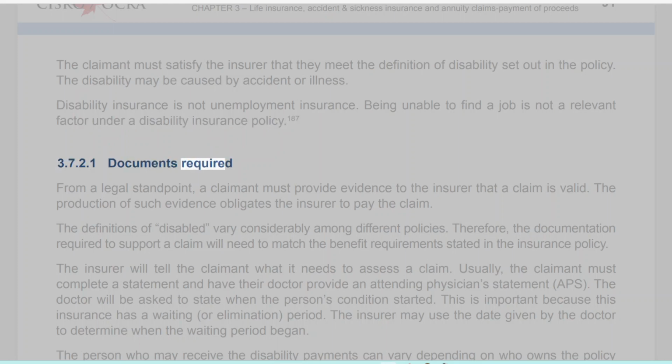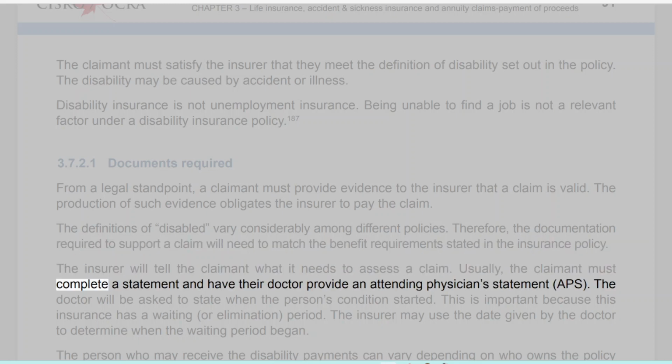3.7.2.1 Documents required. From a legal standpoint, a claimant must provide evidence to the insurer that a claim is valid. The production of such evidence obligates the insurer to pay the claim. The definitions of disabled vary considerably among different policies. Therefore, the documentation required to support a claim will need to match the benefit requirements stated in the insurance policy. The insurer will tell the claimant what it needs to assess a claim.